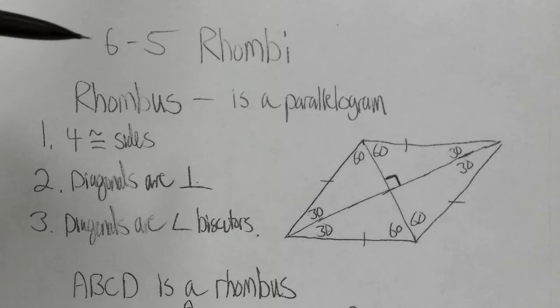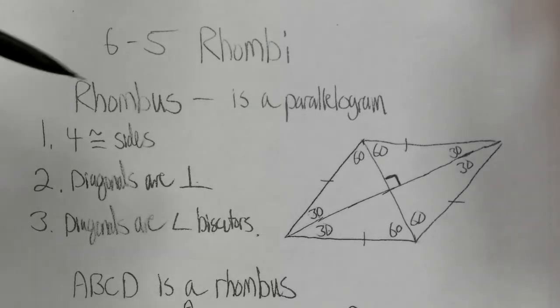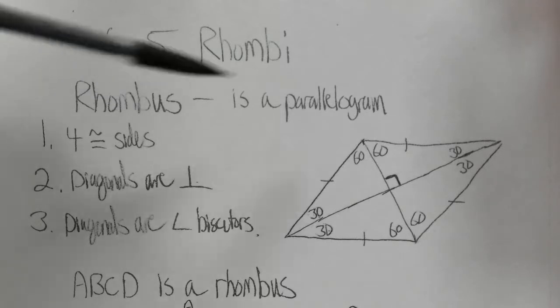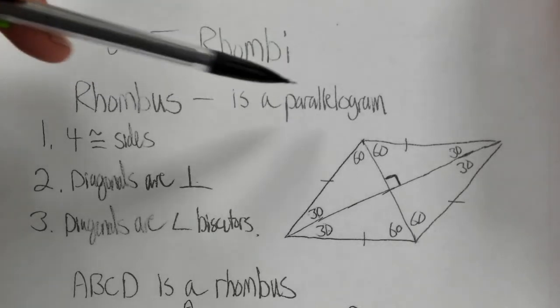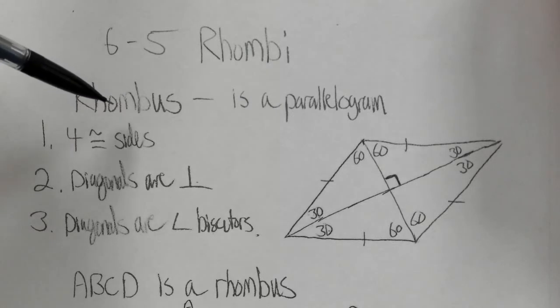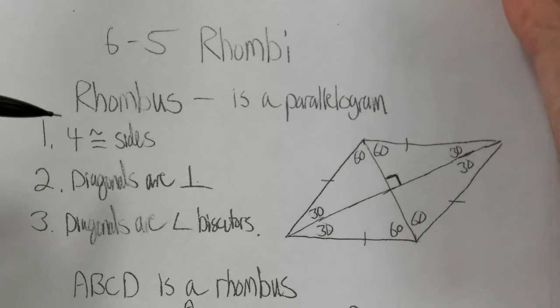Okay guys, in this section 6-5 we're looking at the properties for a rhombus. The first thing that we want to note is that a rhombus is a parallelogram, so all four of the properties for a parallelogram a rhombus also has. In addition to that, it's got three of its own properties, and here's what they are.